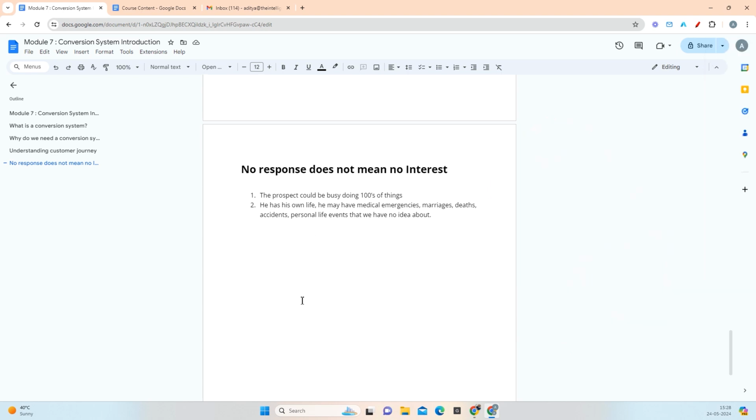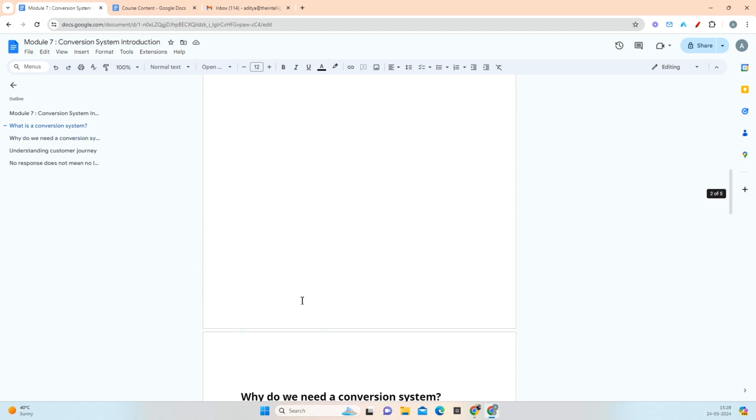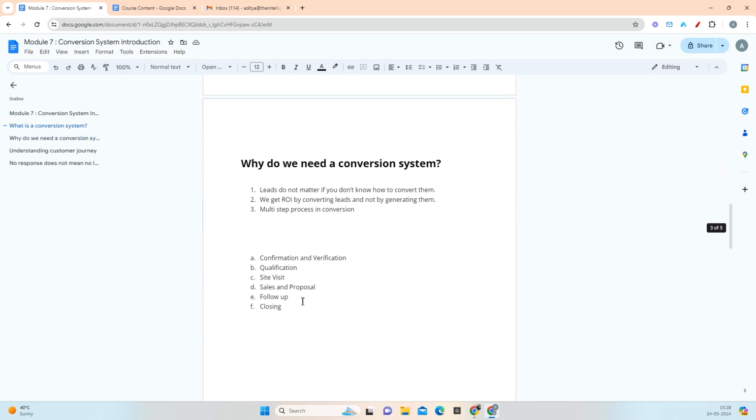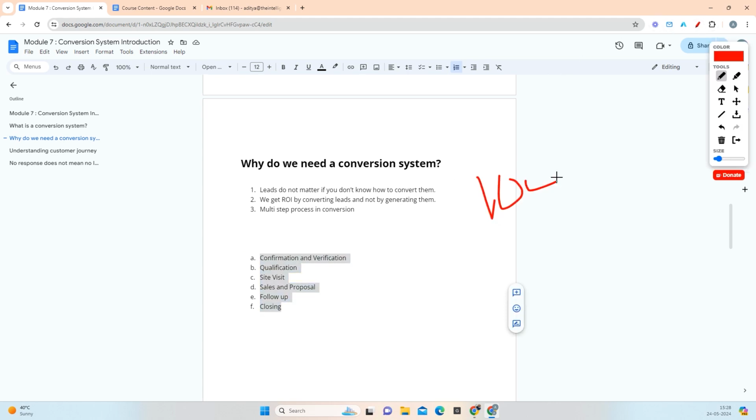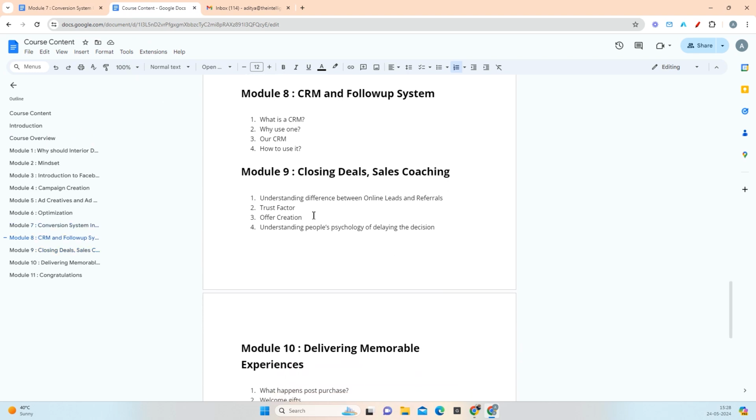Okay. And how exactly will you maintain a record of all those things? There are lots of stages, lots of things, lots of comments. Let's say you have 100 leads, and for all those 100 leads you have to track this, then it becomes messy. Right? That is why I'll introduce you to the fourth module, which is the CRM and follow-up system setup.